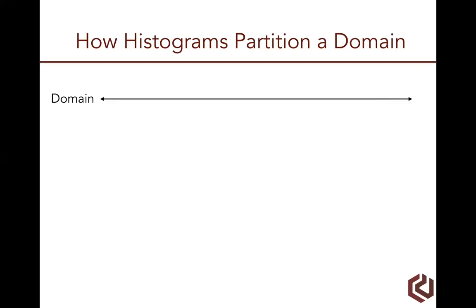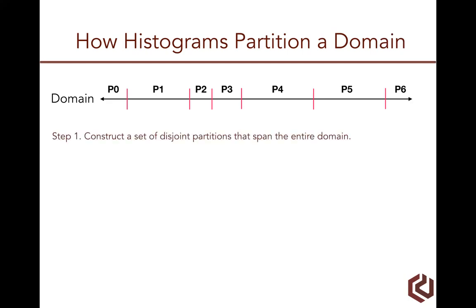So let's think about a histogram at its essence. What are we actually doing here? Forget about numbers, forget about ages on the blue line, forget about bus stations and so on. Let's just think about this in the abstract. What are the core computational operations that we're doing? So let's imagine that we have a domain over here that is just represented as a line. What a histogram is going to do is partition a domain into disjoint partitions. That's kind of step one. We're constructing a set of disjoint partitions that span the domain.